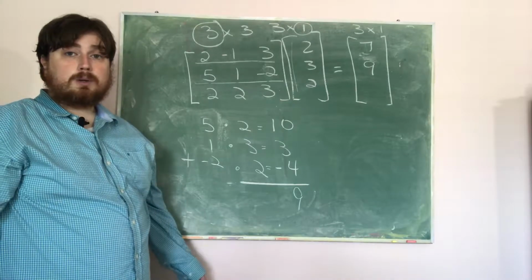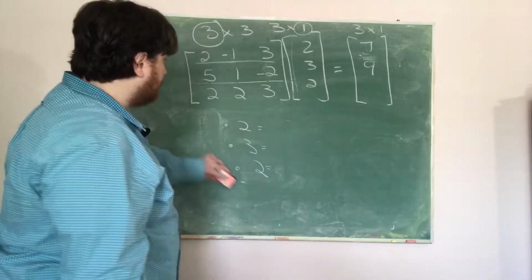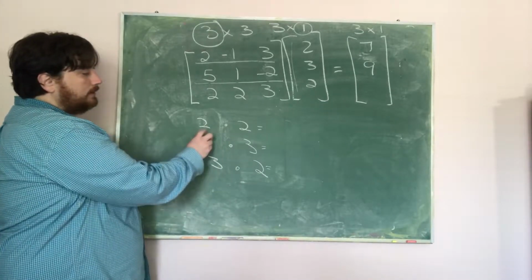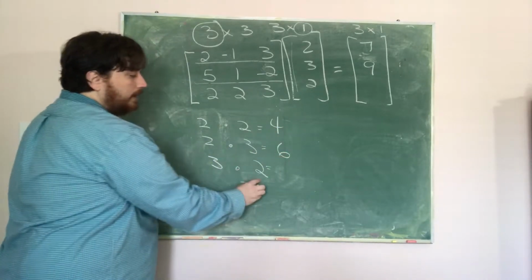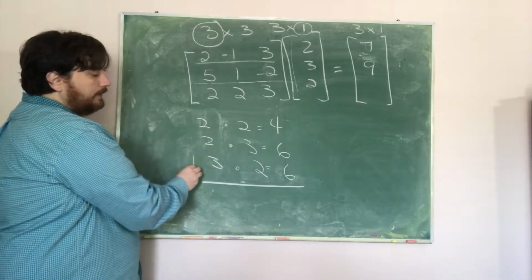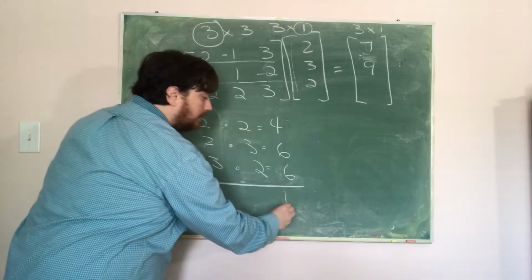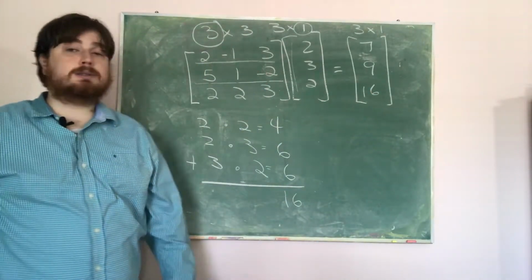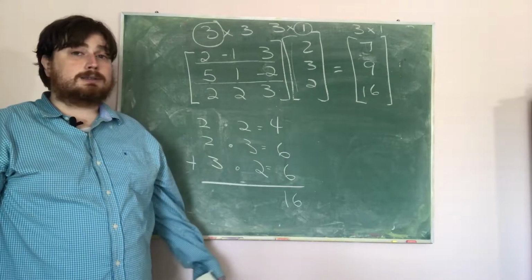Now for the third row, I'm going to take the third row times the first column, and I'm going to get 2, 2, 3. So 2 times 2 is 4, 2 times 3 is 6, 3 times 2 is 6. And if I add those together, I get 4 plus 6 is 10, plus 6 is 16. So my third row, first column, in the resulting matrix is going to be 16. So I end up with the matrix 7, 9, 16.